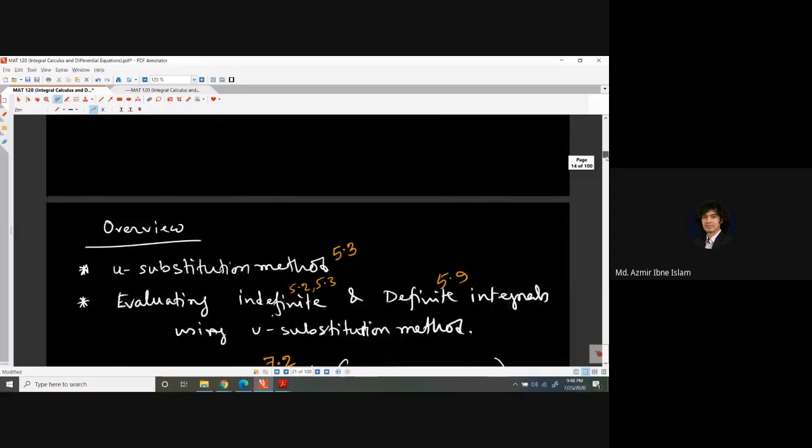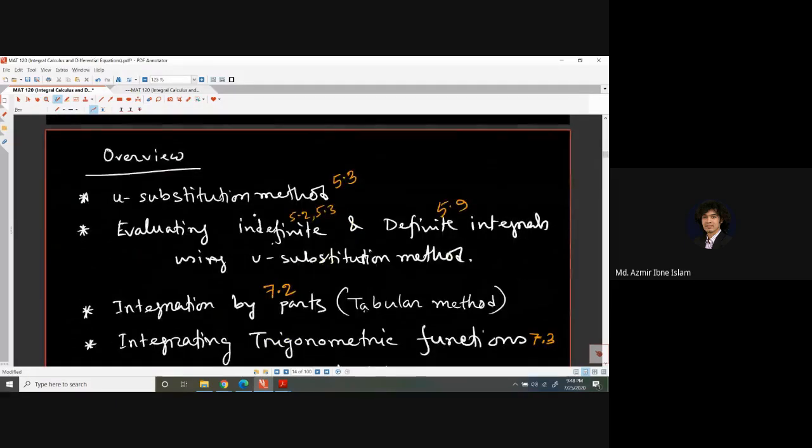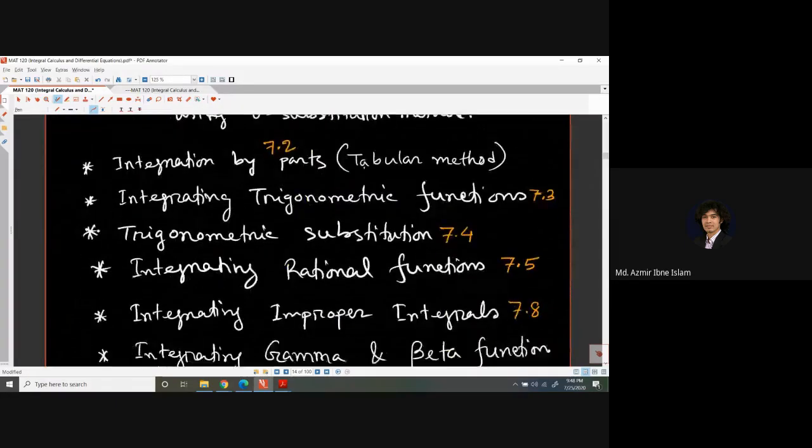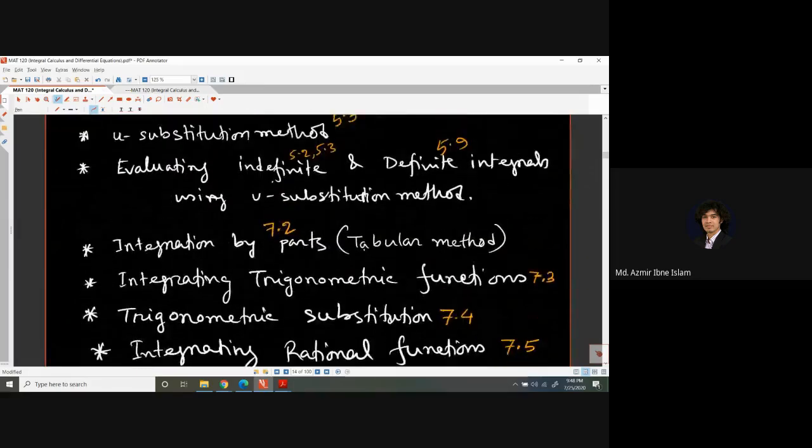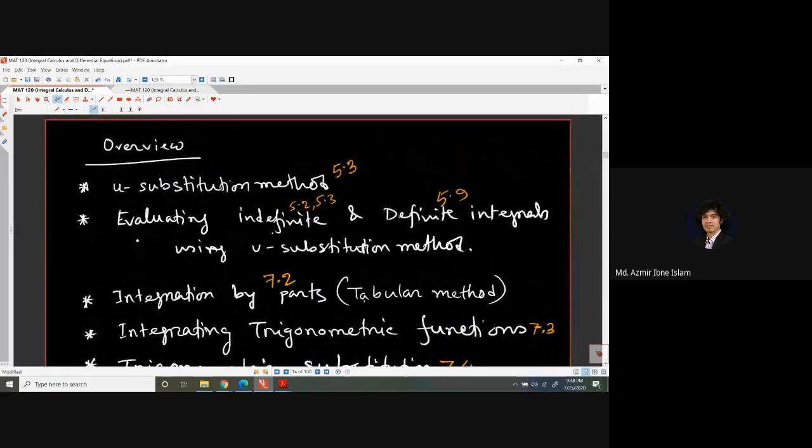Whenever I have given the overview, you can see the contents we have in week 1, week 2, and week 3 are here. So we have already finished the u-substitution method. Now you can practice. Okay, by the help of the u-substitution method, we have taken two problems from indefinite integrals from the exercise, and we have found the result.